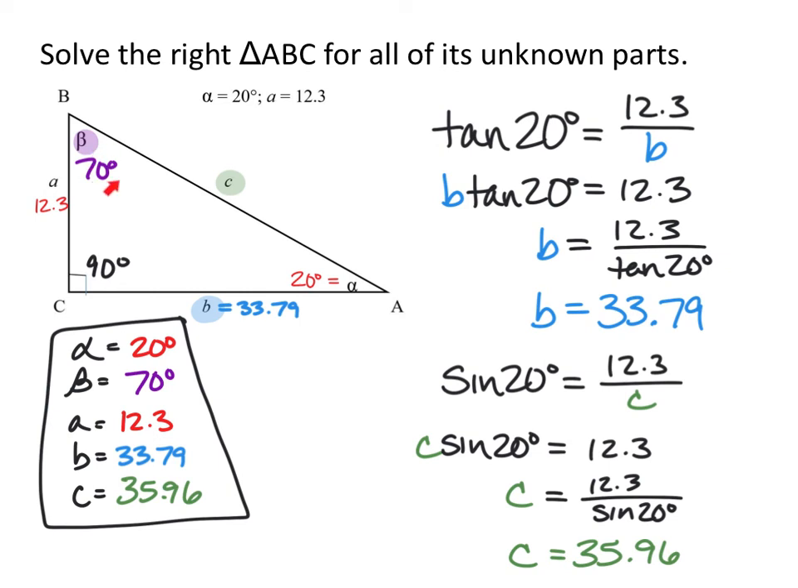Now again, you could use angle 70 degrees, but I'm going to stick with using angle alpha. There's two relationships I know that give me one of my known values and the hypotenuse. I chose to use sine, which is the opposite divided by the hypotenuse. Okay, so sine of 20 is equal to opposite, 12.3, divided by the hypotenuse. I can then solve this equation for c, multiply by c on both sides, divide by sine of 20, throw that into a calculator, make sure your calculator's in degrees, and you get 35.96, which is the last measurement of this triangle that I was looking for.